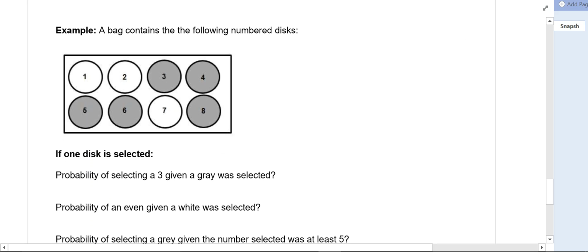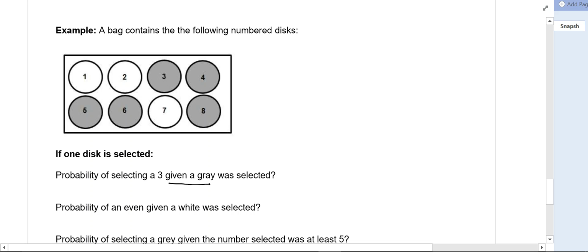But anyway, so let's move on down to the bag that contains the following number of discs. So we have a bag. We have 8 discs. Some of them are shaded and some of them are not. If they're shaded, we say it's gray, okay? All right. One disc is selected. We want the probability that we select a 3 given we have a gray disc.